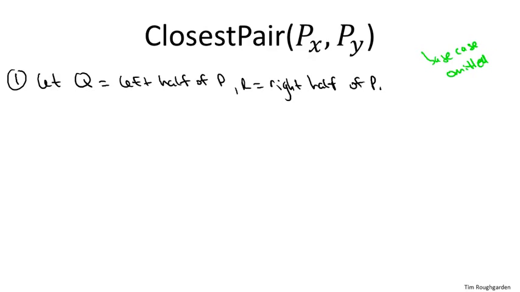So base case omitted, but it's what you would think it would be. Basically, once you have a small number of points, say 2 points or 3 points, then you can just solve the problem in constant time by brute force search. You just look at all the pairs and you return the closest pair. So think of there being at least 4 points in the input.